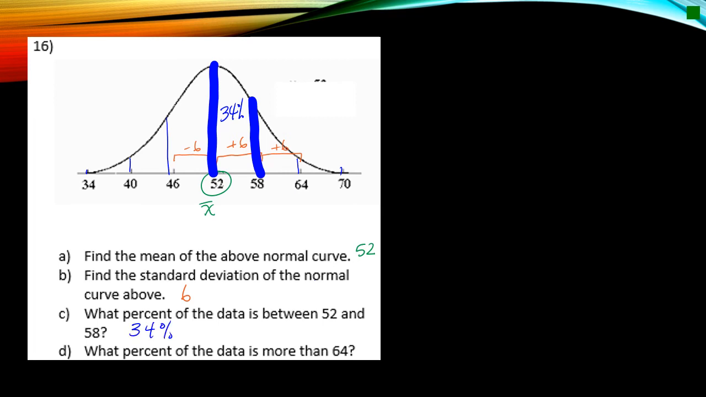And then it asks what percent of the data is more than 64. So I'm going to go through and I'm going to label the rest of the percentages to the right. So this is 13.5%, 2.35%, and 0.15%. So for this problem, I'm looking for everything to the right of 64. So here's 64, and I want both this section and this section. So I'm going to add those two percentages together. So that would be 2.35 plus 0.15, and that gives you a total of 2.5%. So that would be your final answer for part D.